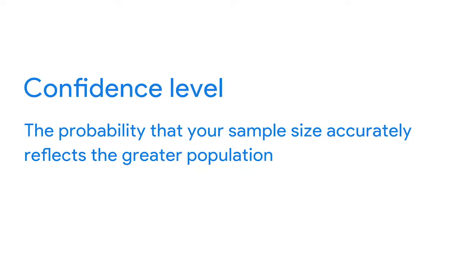We've talked about population size before. To build on that, we'll learn about confidence level and margin of error. Knowing about these concepts will help you understand why you need them to calculate sample size. The confidence level is the probability that your sample accurately reflects the greater population. You can think of it the same way as confidence in anything else. It's how strongly you feel that you can rely on something or someone.